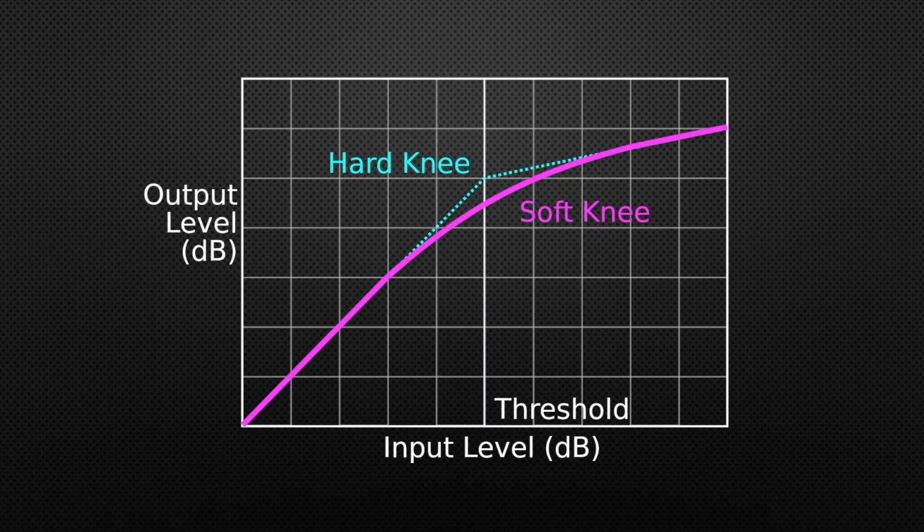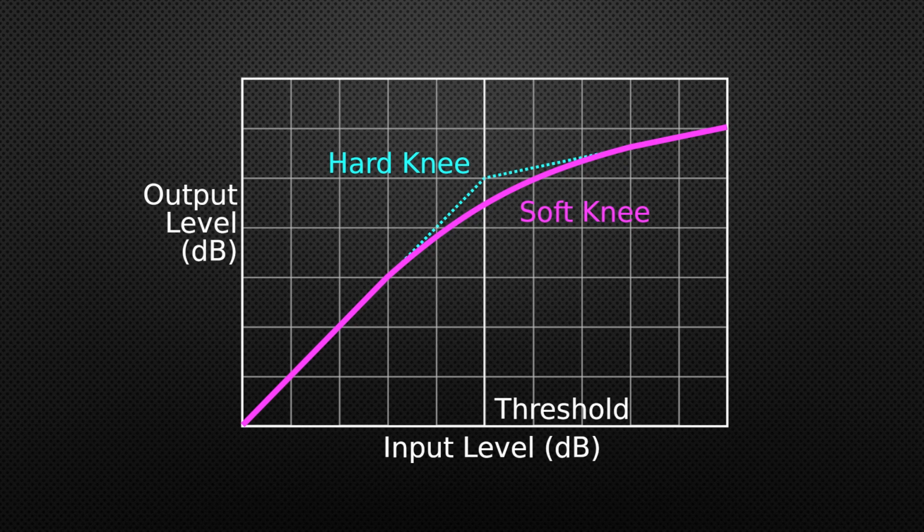One final control which can be found on some compressors is the knee control. This determines how the compressor engages or disengages. The compressor can be said to have either a soft knee or a hard knee, as shown in the diagram on screen. A hard knee will mean that the compressor will engage or disengage when the signal amplitude crosses the threshold. A soft knee will allow the application of attenuation to be more gradual as the amplitude increases. This creates a smoother, less noticeable compression.